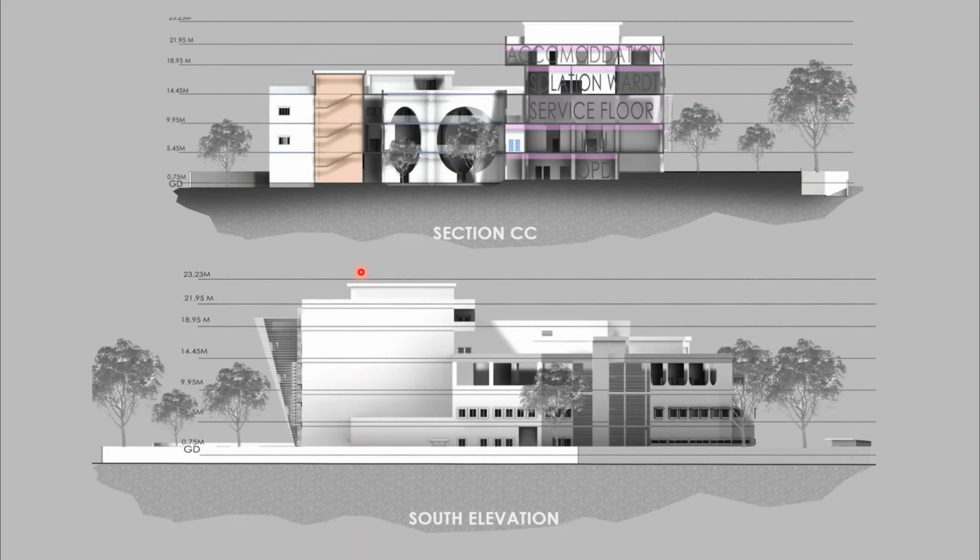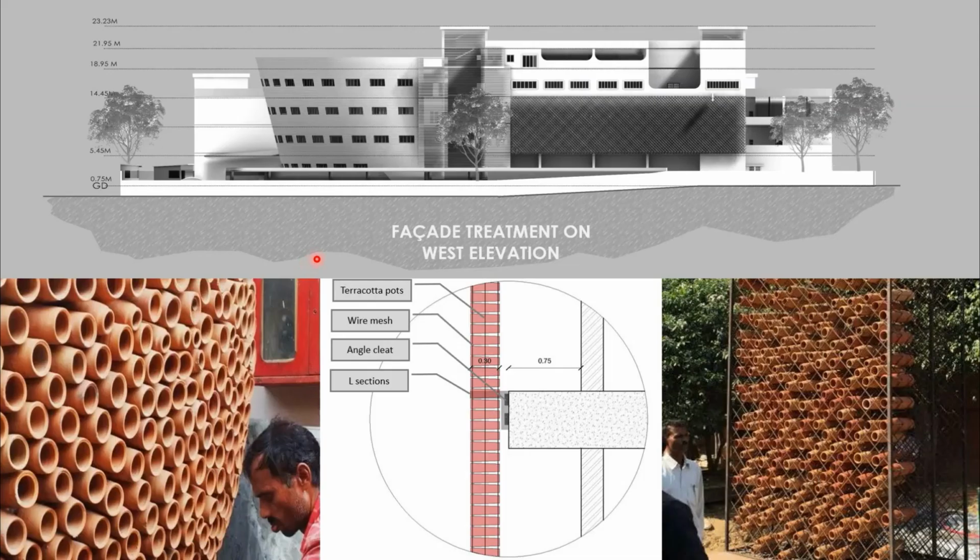Section C dash is a vertical section cut through the courtyard, where we can see we have heavily built the western facade in order to provide shade into the courtyard. Similarly, in the south elevation we have heavily built the southern facade in order to obstruct the harsh sunlight coming from the south.